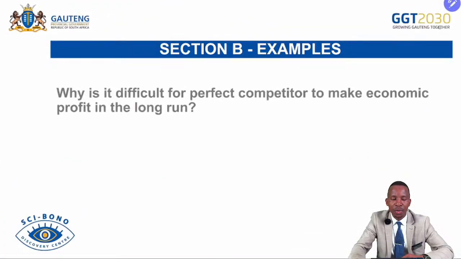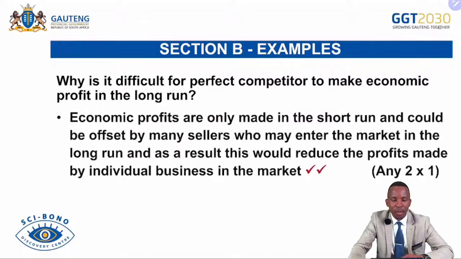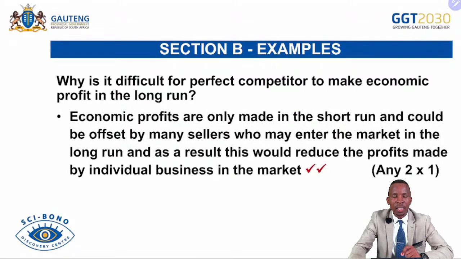And then we continue. Why is it difficult for the perfect competitor to make economic profit in the long run? So, why is it not easy for the firm under the perfect market to make economic profit in the long run? Remember, in the long run, we talk about factors of production being flexible and new firms being free to enter the market. Economic profits are only made in the short run and could be offset by many sellers who may enter the market in the long run.